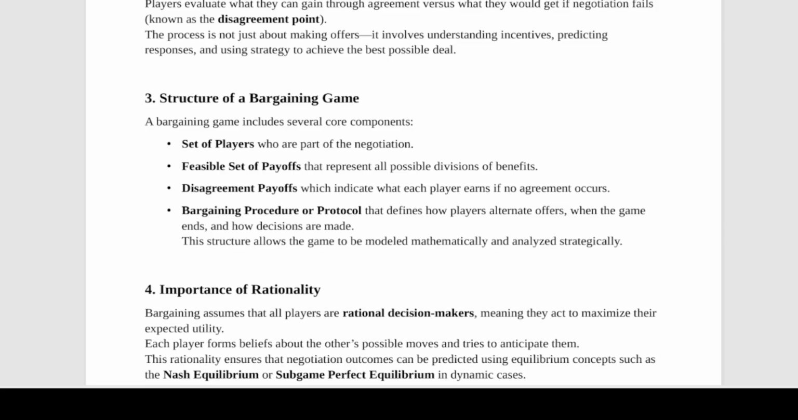That is called a disagreement payoff. And then there are rules. Okay, then who offers first?